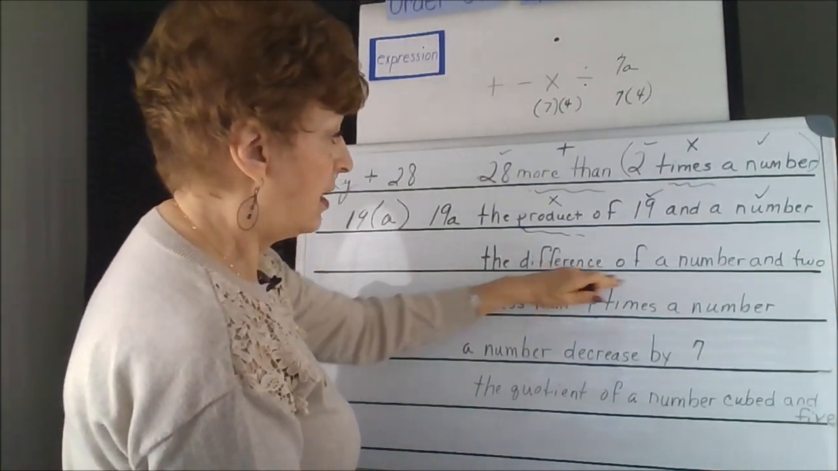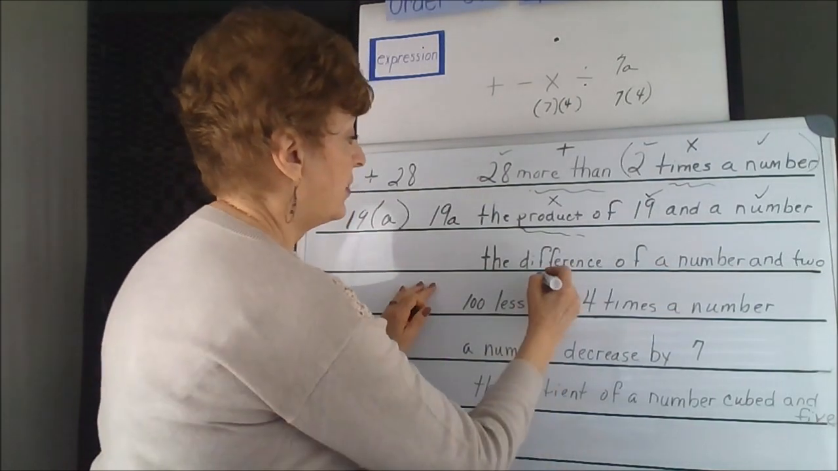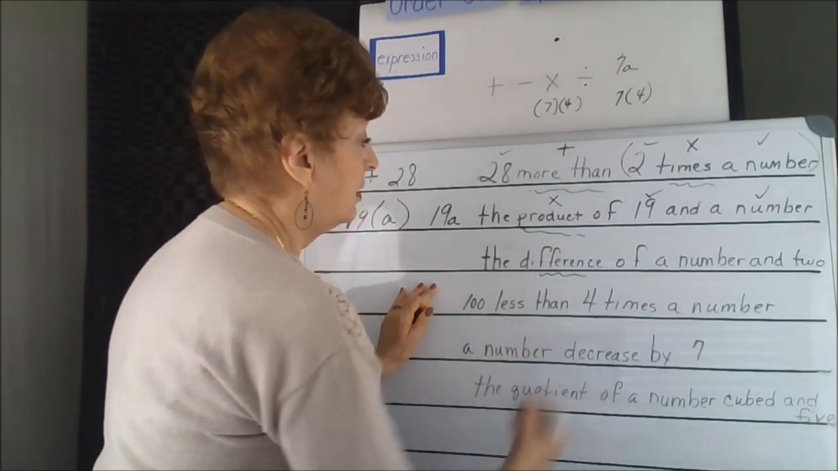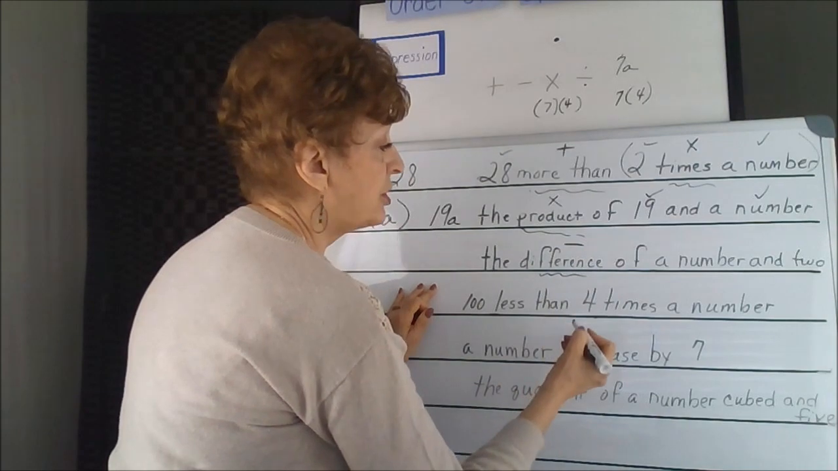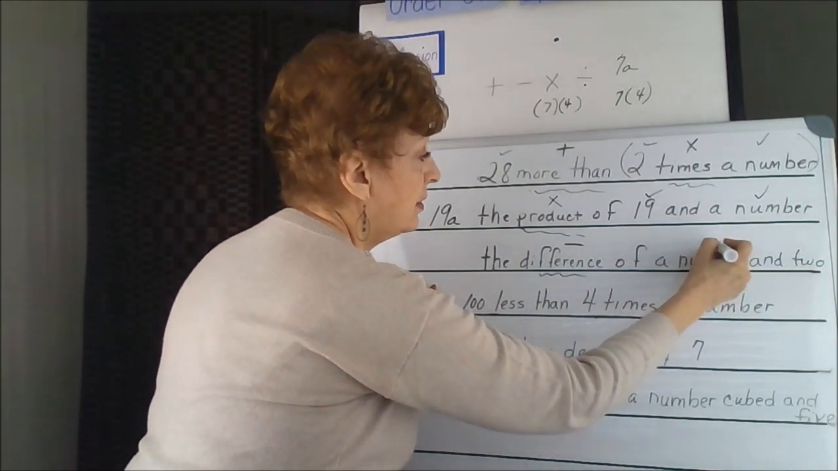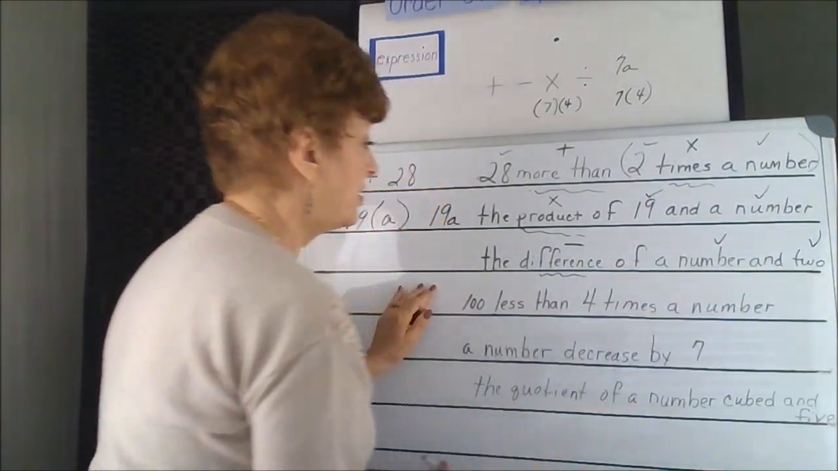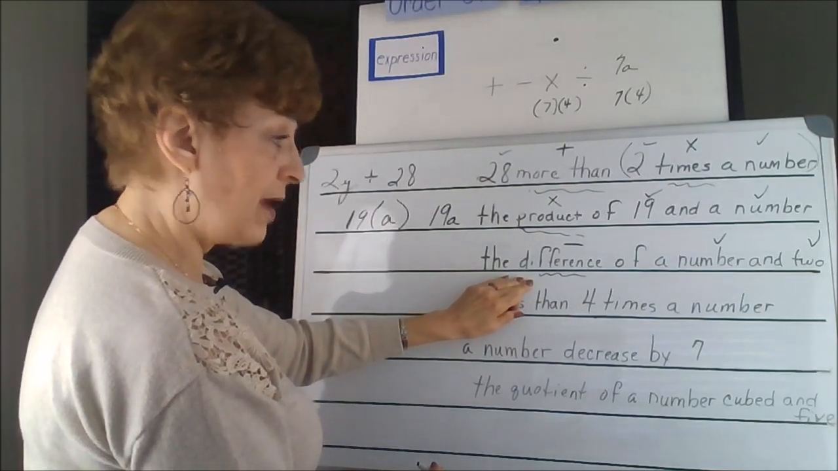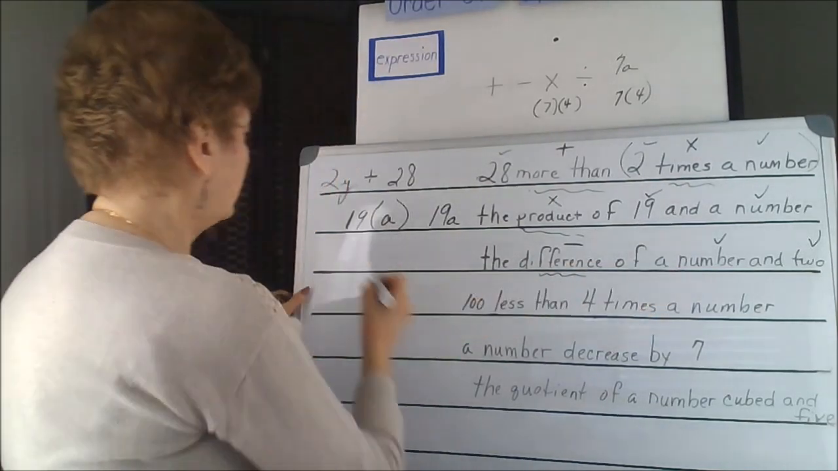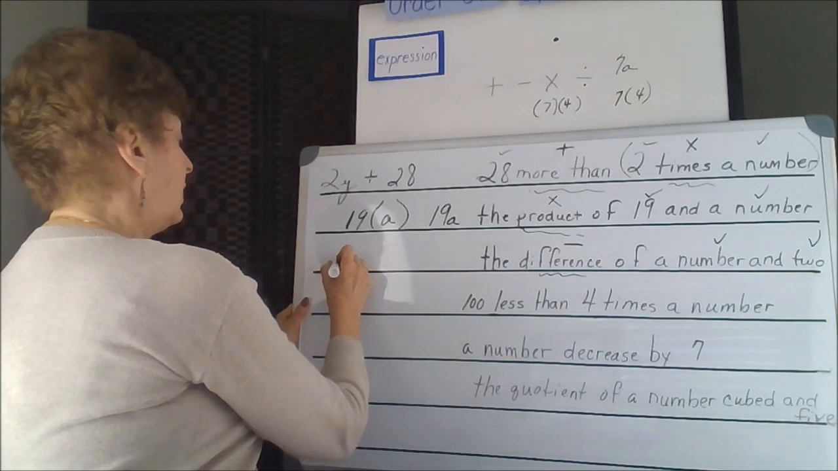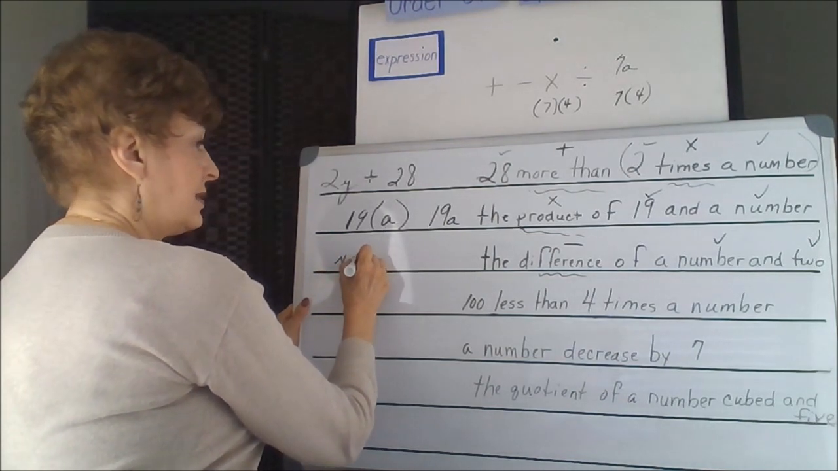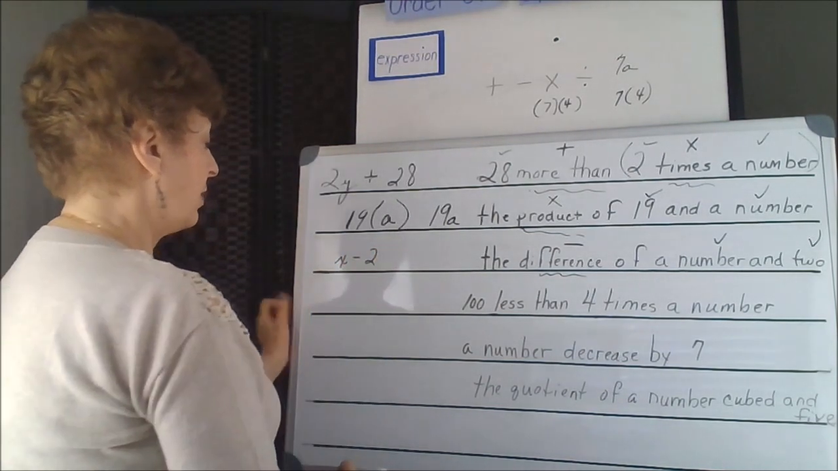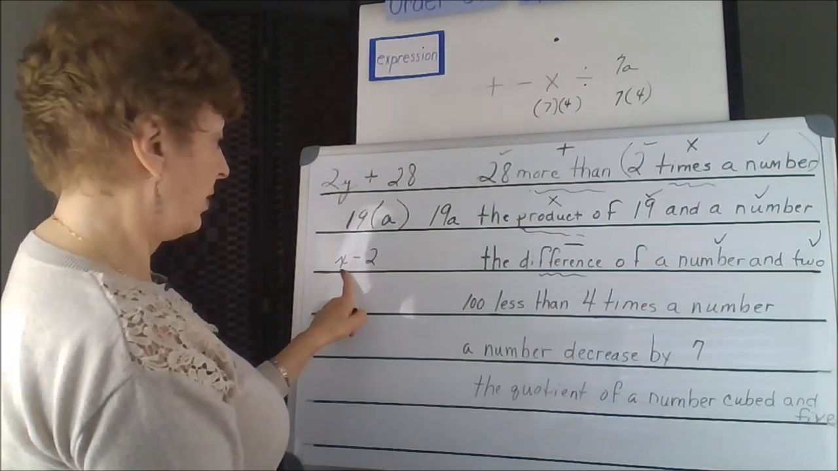The difference of a number and 2. Okay, so here's our clue word. Difference signifies subtraction. A number and 2. So we're going to be subtracting a number and 2. So we could do x minus 2, and that would be the difference between a number and 2.